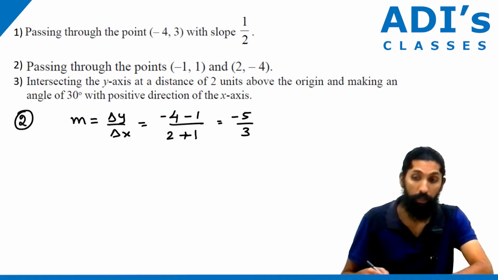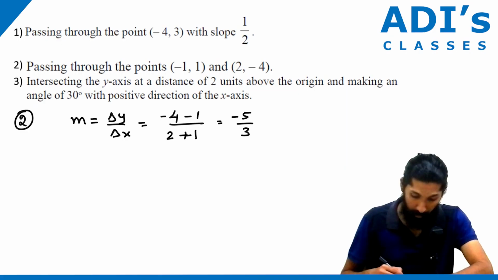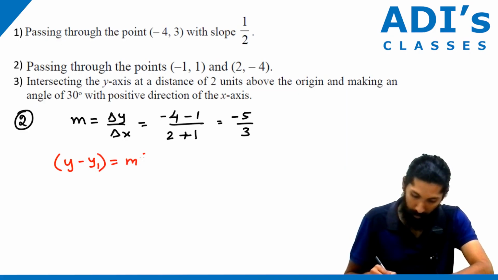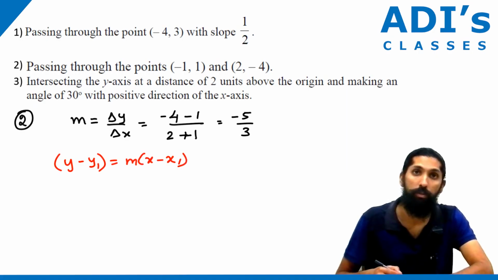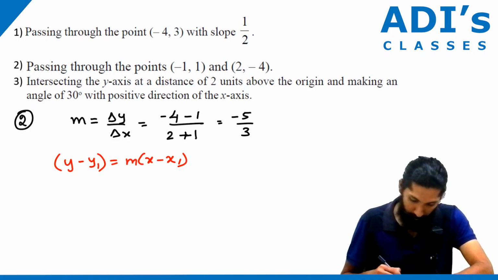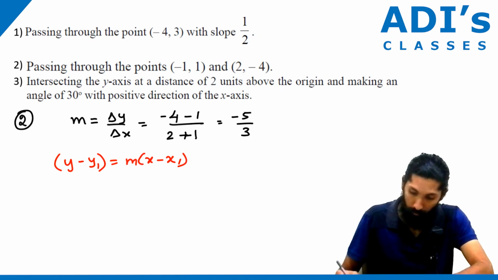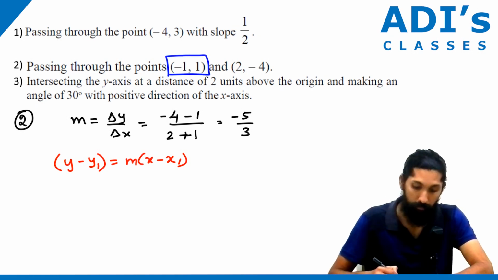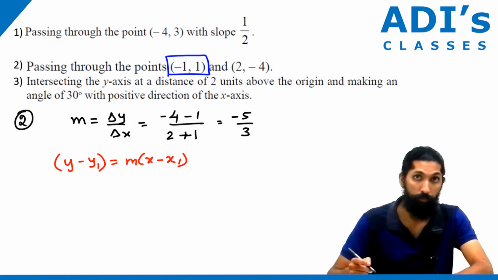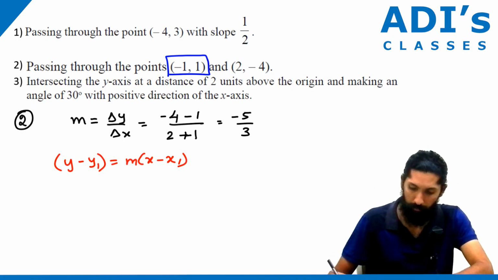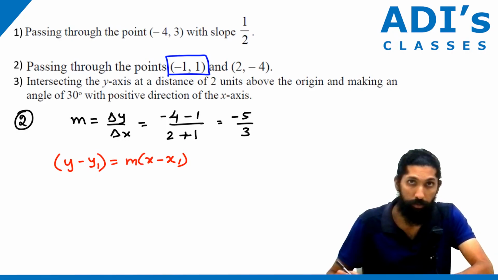Correct? Now again we are going to use the slope point form, which is y minus y1 is equal to m into x minus x1. Again, I'm telling you, you guys can use the 2-point form also. It's the same anyway; it makes no difference actually. So here we'll use this particular point, minus 1 comma 1. You can use the second one also, that is 2 comma minus 4, but let's take minus 1 comma 1 and do it. It's much easier to solve.